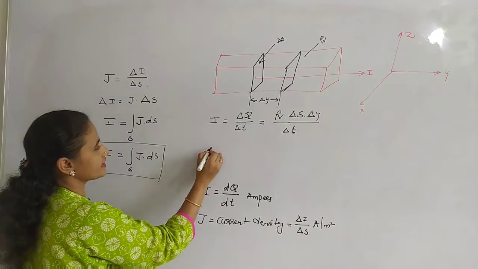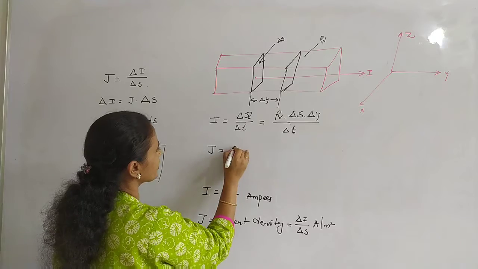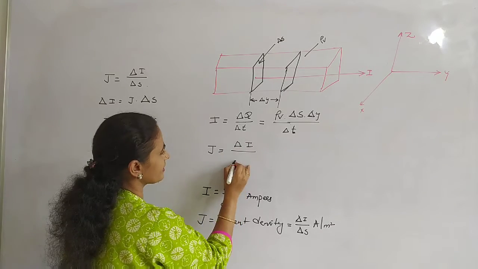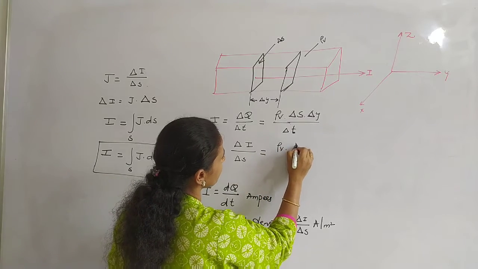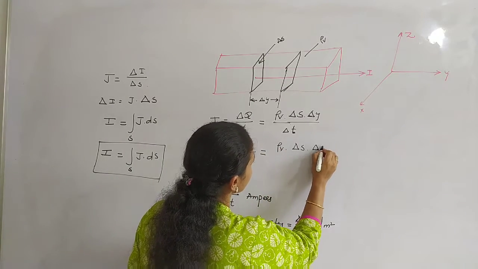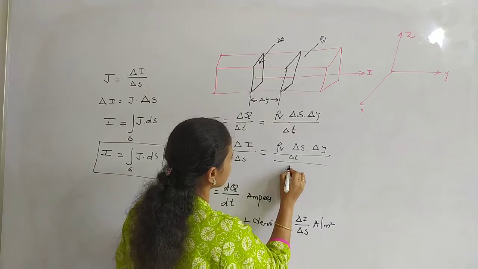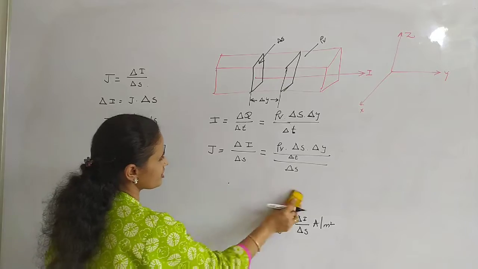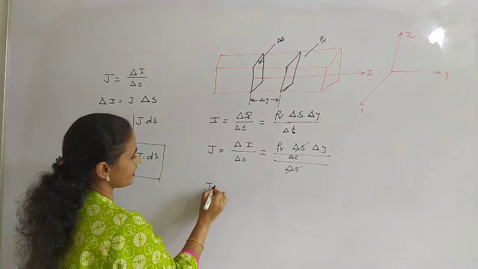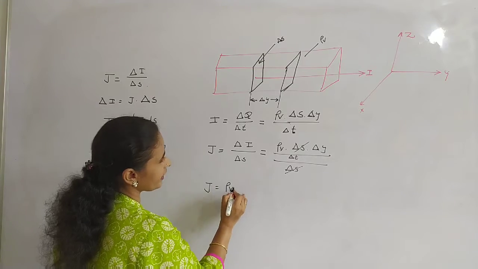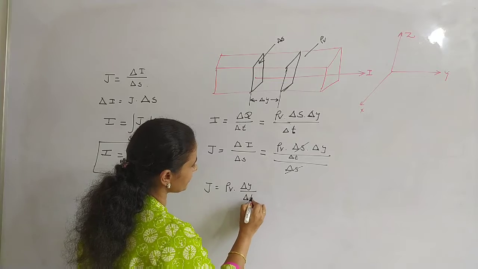Now the current density J is given by delta I upon delta S. The current is given by rho v delta S into delta y by delta t, so the differential surfaces get cancelled. What is left is J equal to rho v into the displacement along the y-axis per displacement in time.